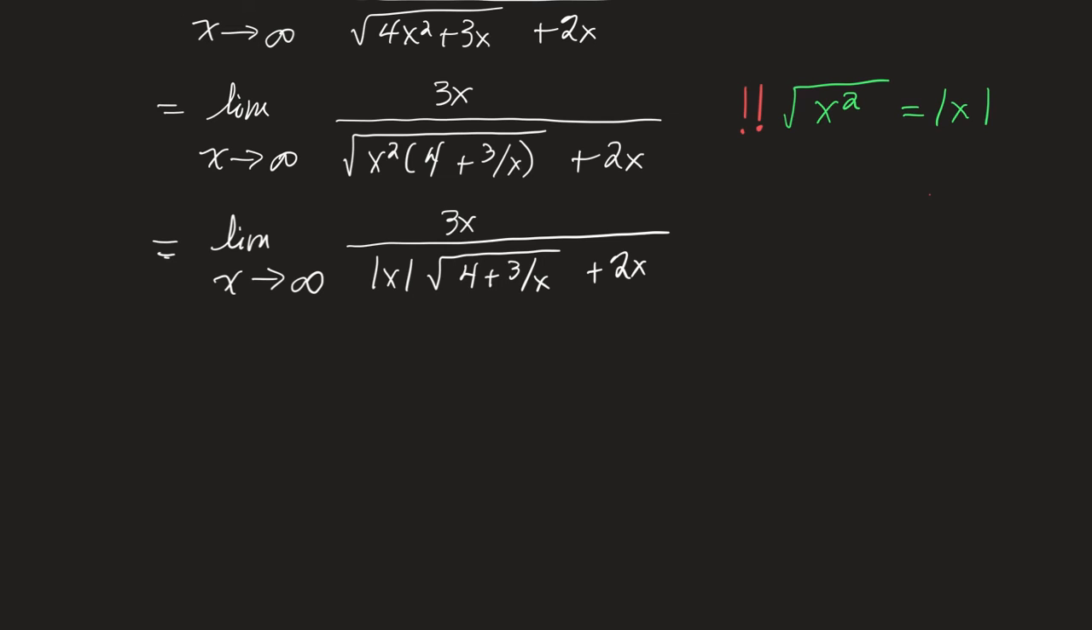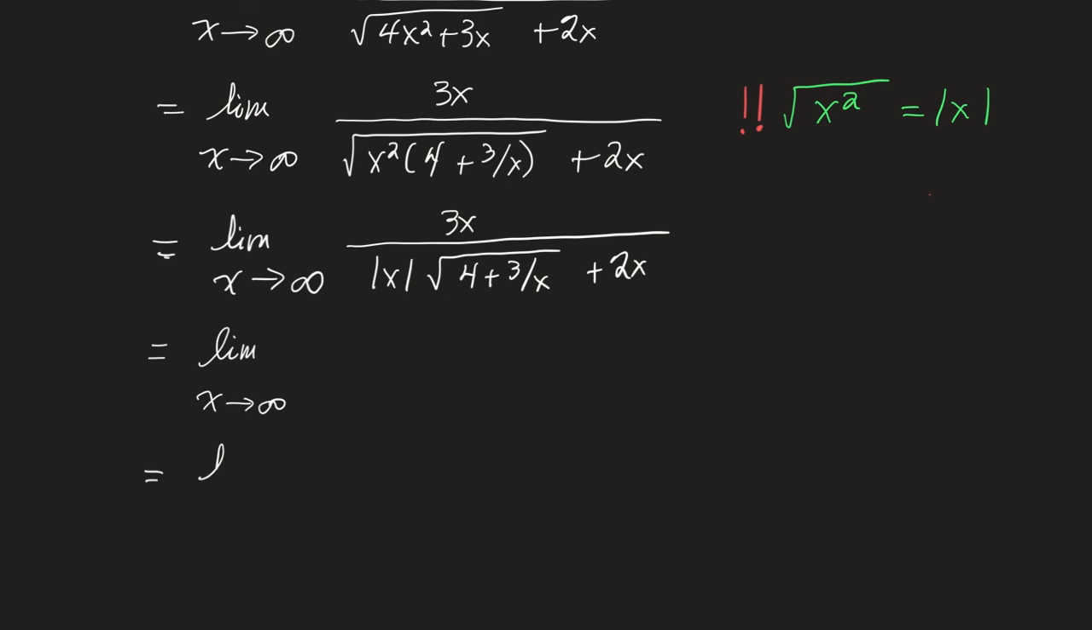So when I pull that x squared out of the root, so I have the square root of x squared here, it's actually the absolute value of x. Now, since x is tending to infinity, x is positive. So that means that the absolute value of x is just x. Now, if we were tending to negative infinity, it would be negative x. So I've gone ahead and I've rewritten that.